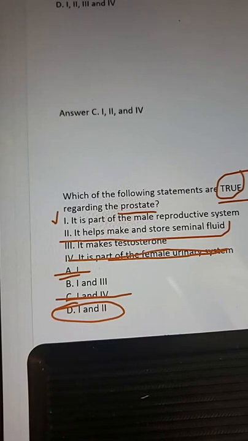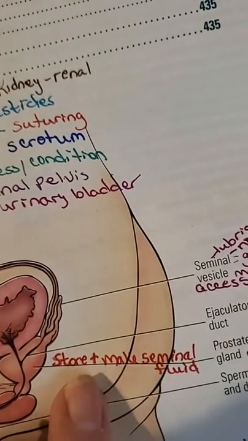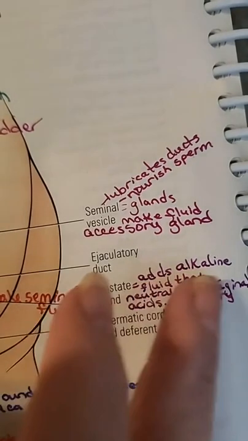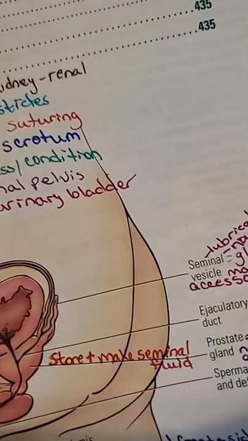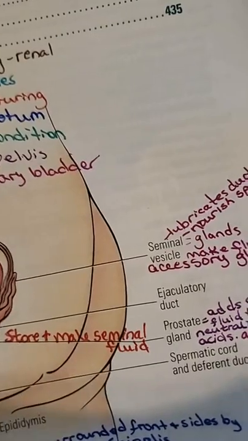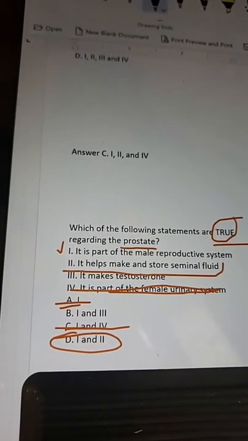So this one, store and make fluid. Since I already had all that written over here on that side, I just wrote it on the line that's pointing to the prostate gland, that it helps make and store the fluid too. I just didn't have that. I said it makes and adds some alkaline to it, and that it's an accessory gland, but I didn't have that part in there. And we know it's not part of the female reproductive system, so that one wasn't too hard. But anytime you can add notes from one of their questions to your anatomy, that's super helpful for sure.